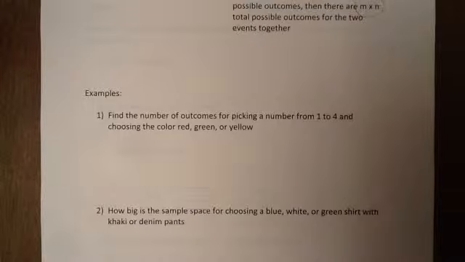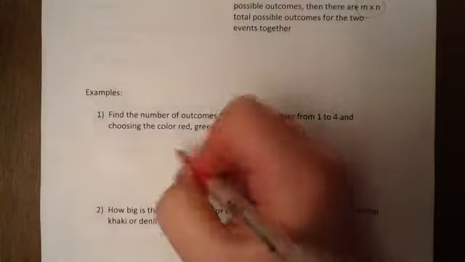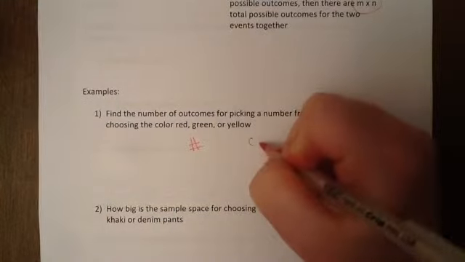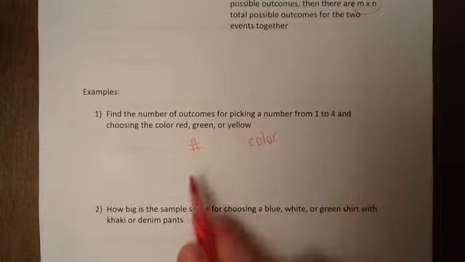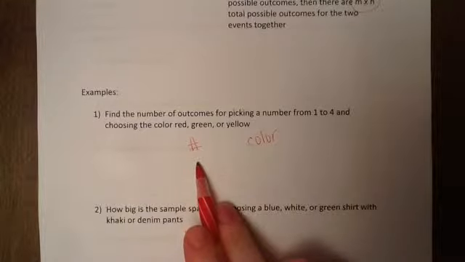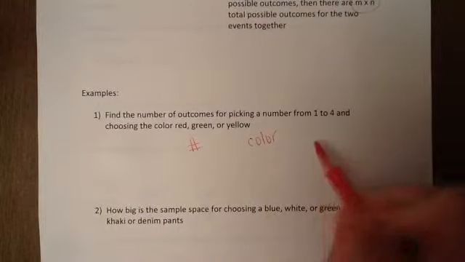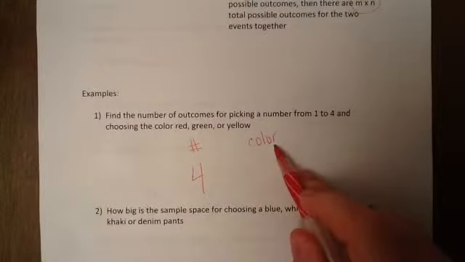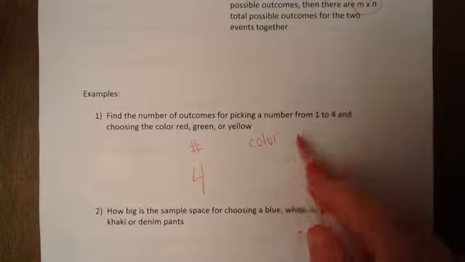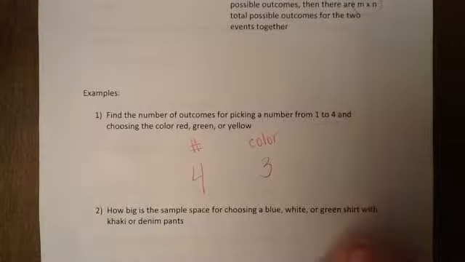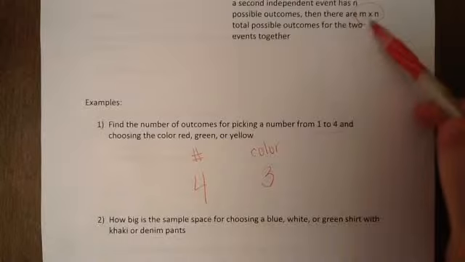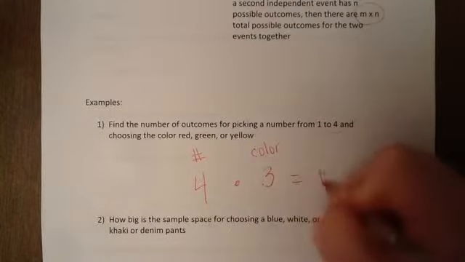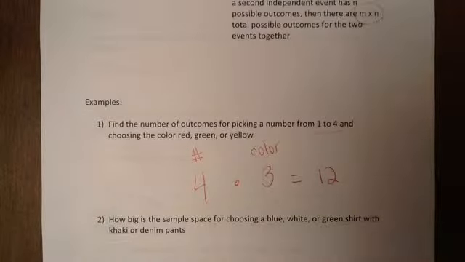There are 2 things happening in this problem. First, we're picking a number. Second, we're picking a color. So when we're picking the number, how many options do we have? We have from 1 to 4, so we have 4 options. And when we pick the color, how many options do we have? 3. Now, that fundamental counting principle I just mentioned said if you multiply these, you have 12 possibilities.